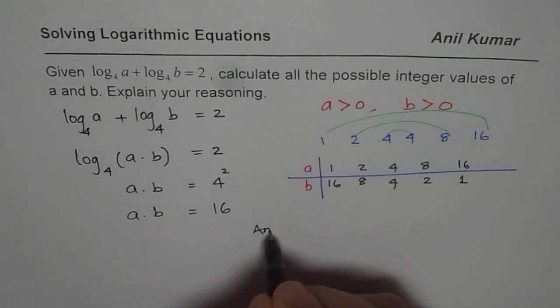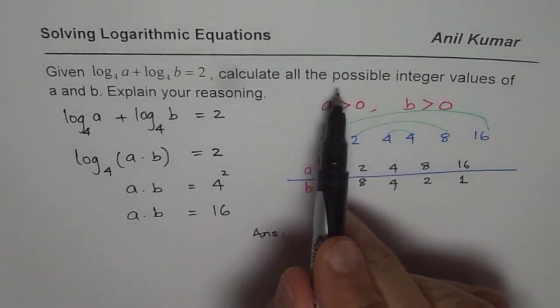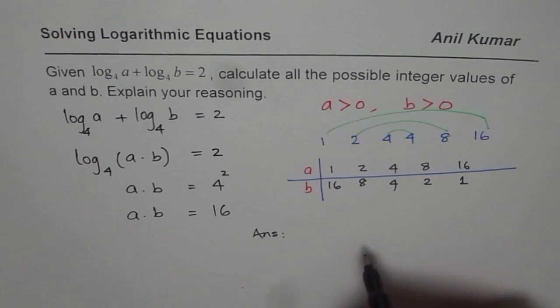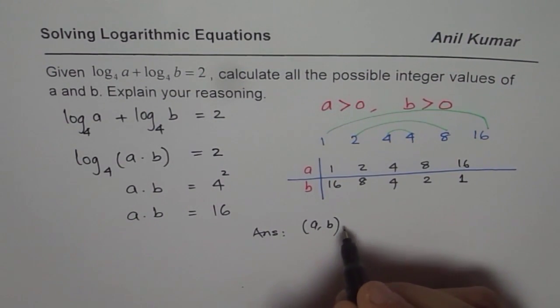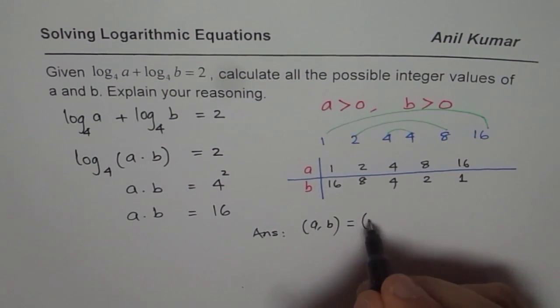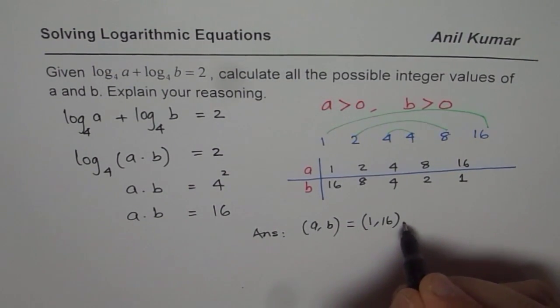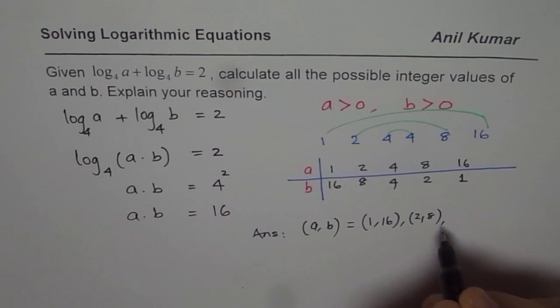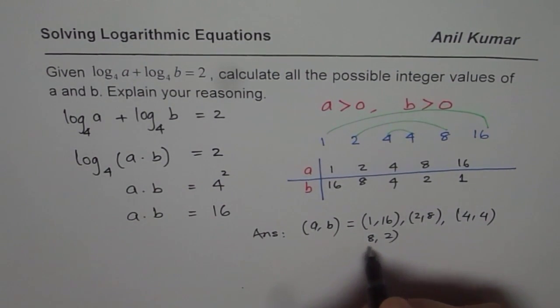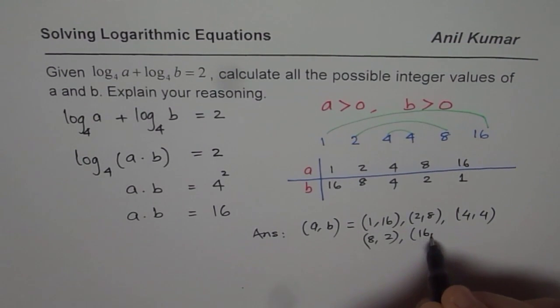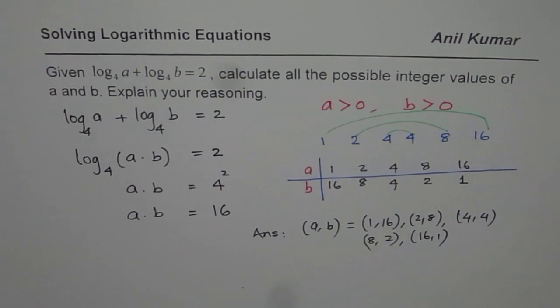So our answer here is: calculate all possible integer values of a and b. So the combinations of a and b could be written like this: (1, 16), (2, 8), (4, 4), or we could write (8, 2) and (16, 1). So these are all the possible combinations.